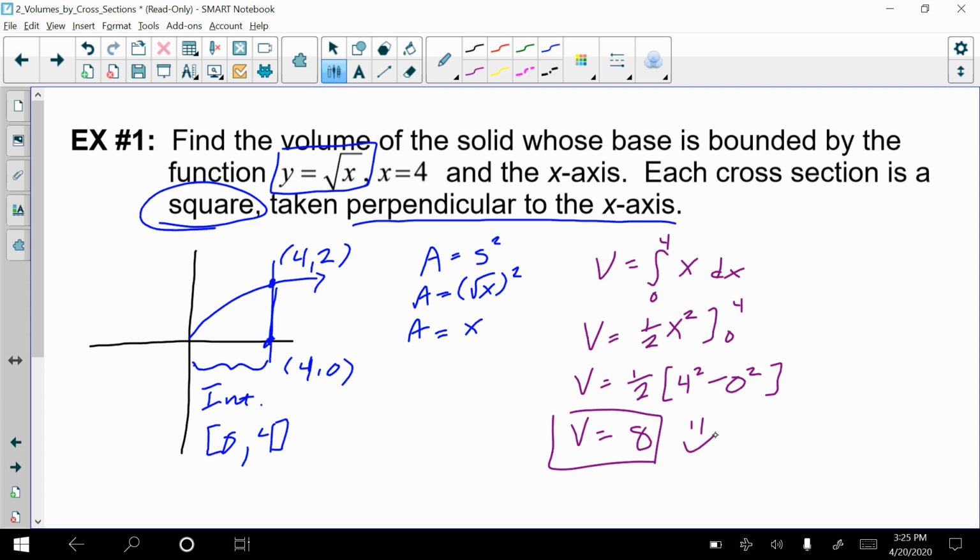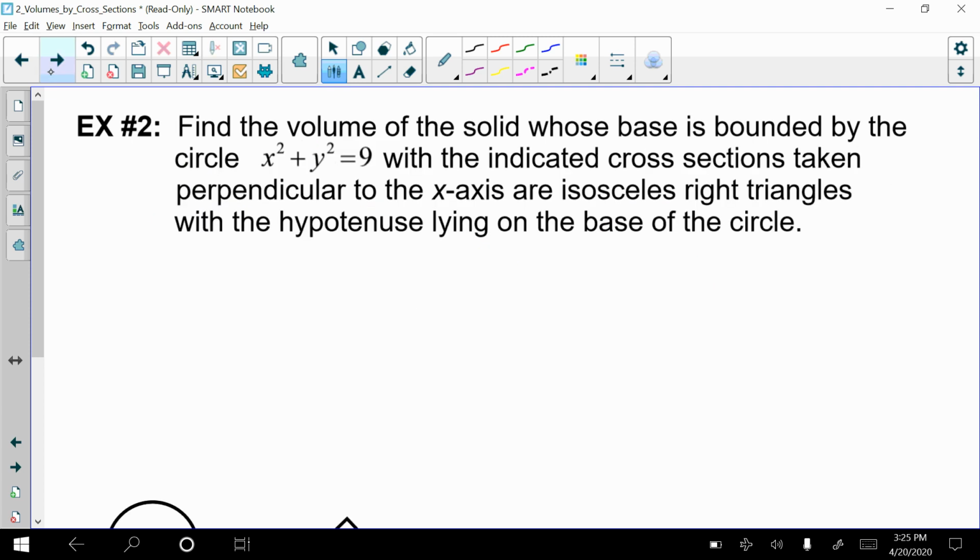So now let's move on to the next example. This one's going to be a little bit more challenging. Find the volume of the solid whose base is bounded by a circle. So they give us the equation of a circle here. Because 9 is the last number, we know that the radius is going to be equal to 3. With the indicated cross sections perpendicular to the x-axis, so we know again we're solving things in terms of y. And here we have isosceles right triangles, where the hypotenuse is going to be the base of the triangle.